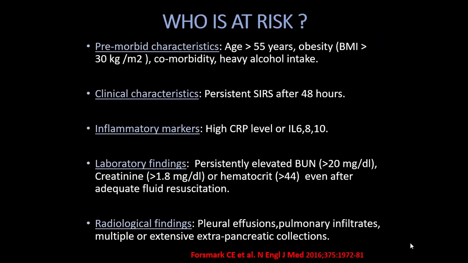So who is at risk? The patients who have pre-morbid characteristics like age more than 55 years, obesity with BMI of more than 30, comorbid conditions, heavy alcohol intake, a persistent SIRS after 48 hours of fluid resuscitation with high CRP and high inflammatory markers, persistently elevated BUN, creatinine and hematocrit even after adequate fluid resuscitation, and radiological findings of pleural effusion, pulmonary infiltrate, or multiple or extensive extrapancreatic collection.